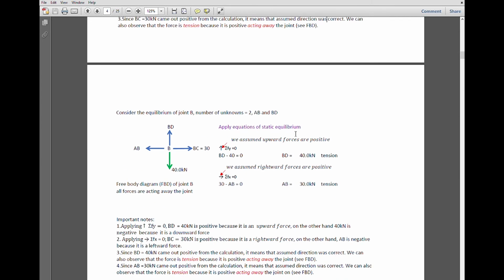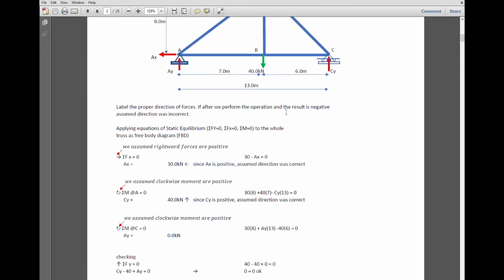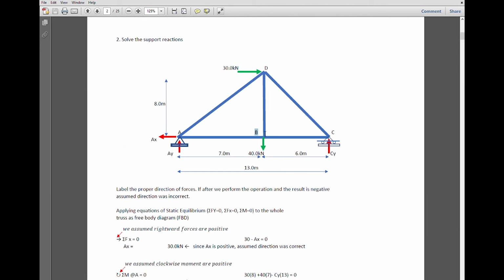Okay, so we consider the equilibrium of joint B. The number of unknowns is equal to 2, AB and BD. So, joint B daw tayo. Joint B. AB and BD ang unknown natin. So, joint B tayo. Kino-consider natin yung joint B. So, dalawa lang unknown. Bakit? Kasi meron na tayong value ng BC.